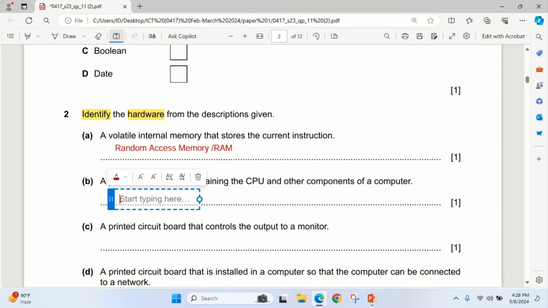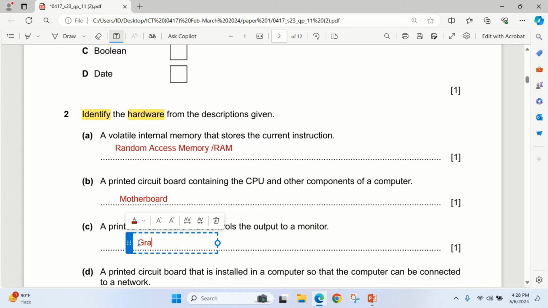Then the next one, a printed circuit board that controls the output to a monitor, that is graphics card. That controls the output to a monitor, graphics card or video card. Graphics card or video card, take note.